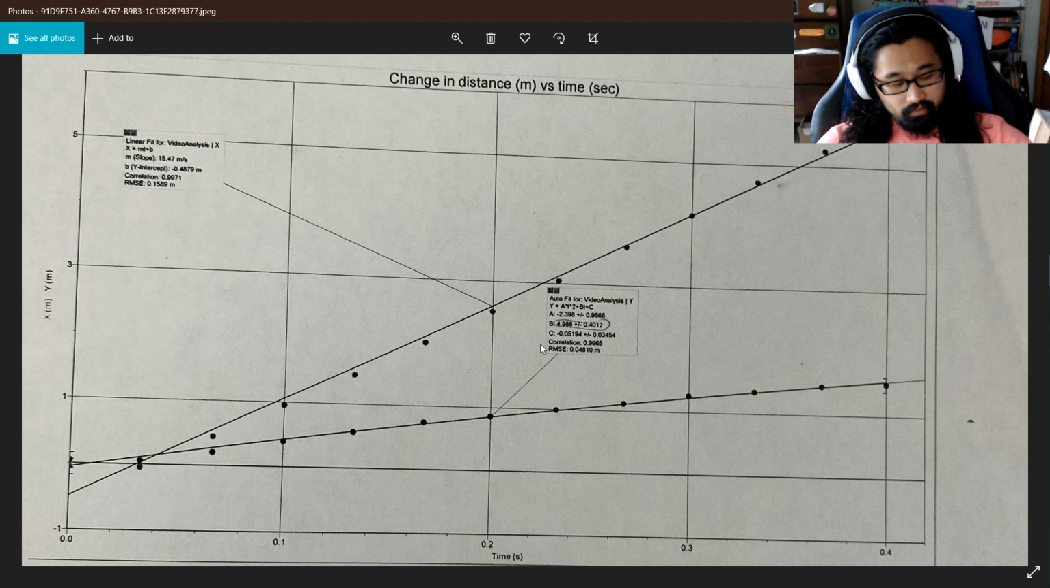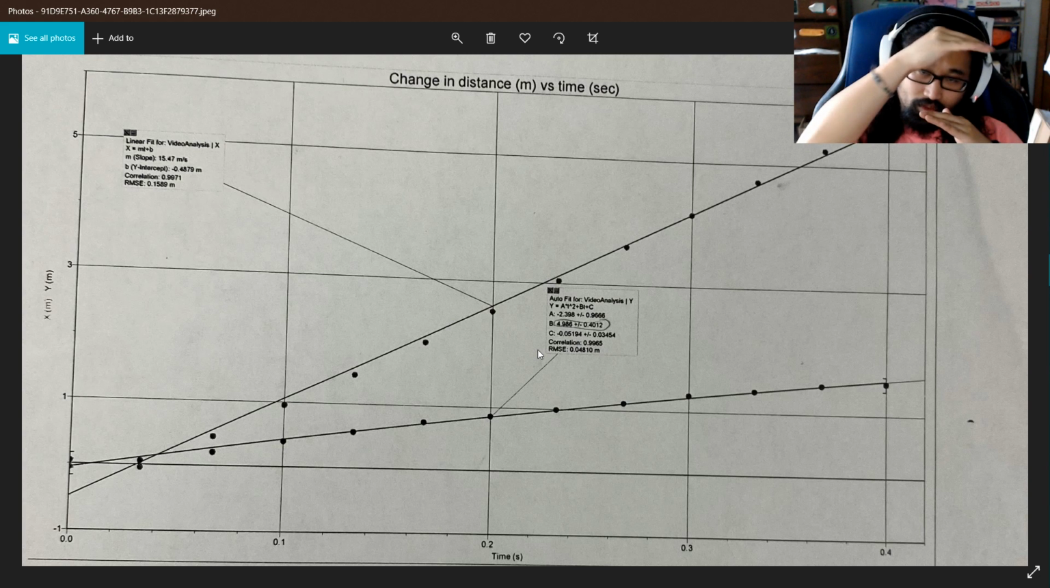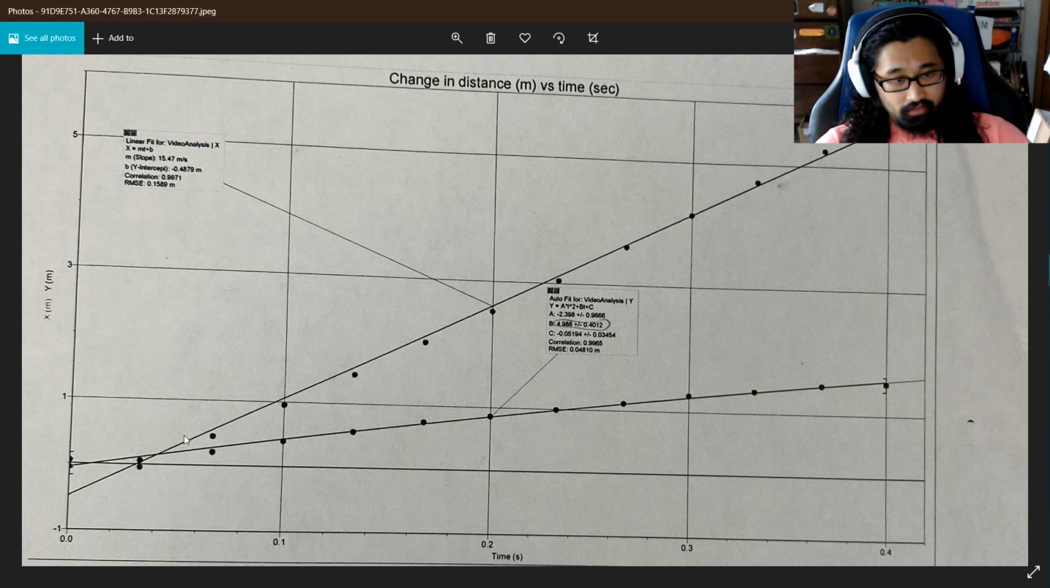what the groups did was they kicked the ball, recorded a video, threw the video into Logger Pro and tracked the ball as it went through the air, and each of these dots corresponds to its position. This is not in color, so it's not a perfect representation, but just imagine that the dots I'm mousing over right now are a certain color, so they represent the x direction. And that's why this is a linear fit video analysis for the x information.